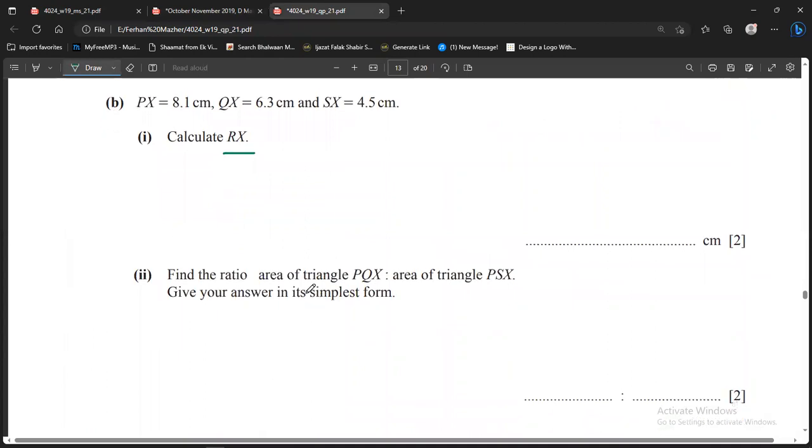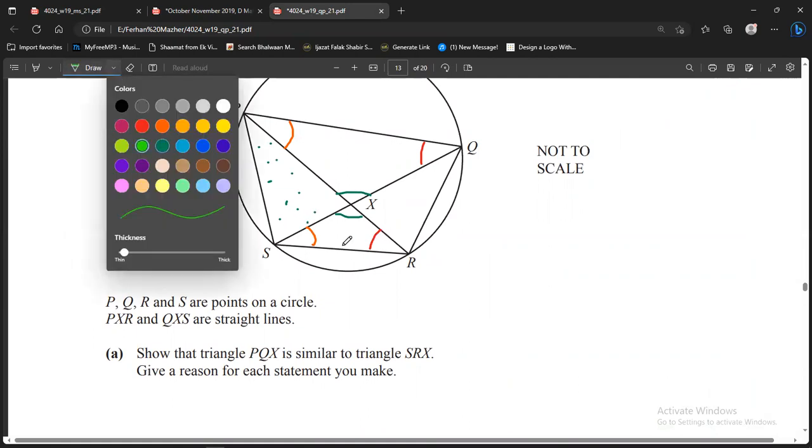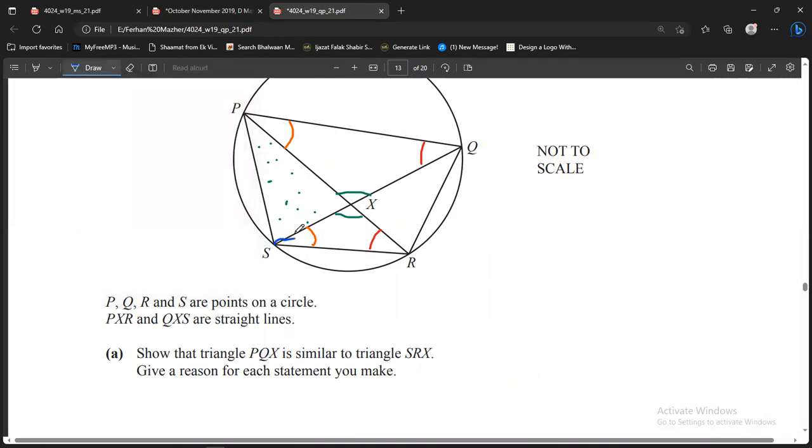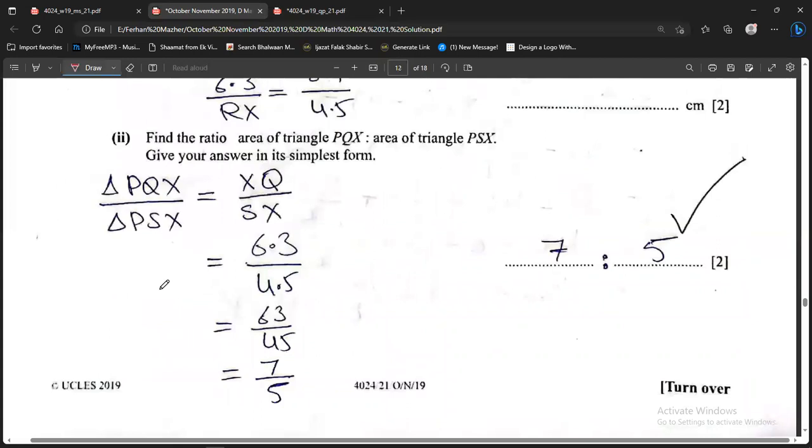Then the question is find the ratio of the area of triangle PQX and triangle PSX. So PQX and this, they are talking about this. The most important thing about these triangles is that this is their baseline, and this is the third vertex. Two triangles that have the same baseline and the same third vertex, the ratio of the areas is equal to the ratio of their bases. So both these triangles have the same baseline and the same third vertex, so the ratio of their areas will be simply the ratio of their sides.